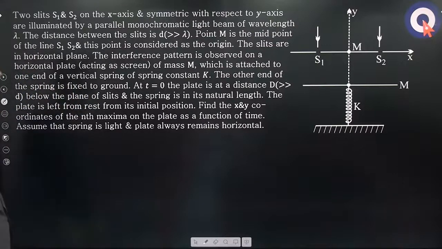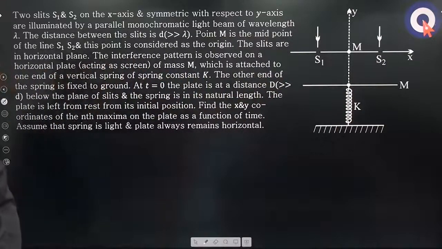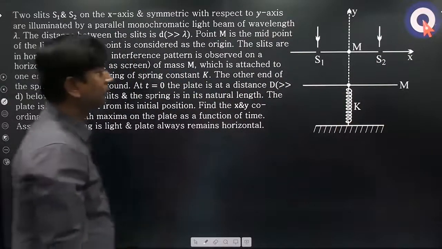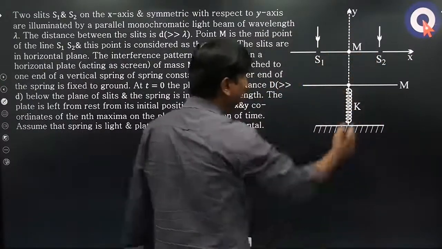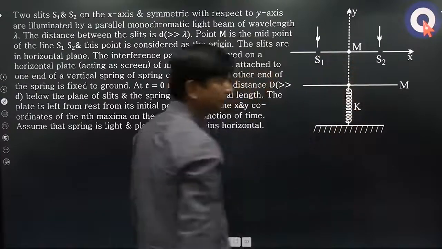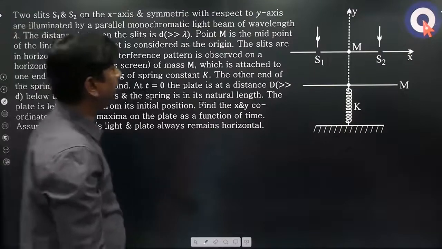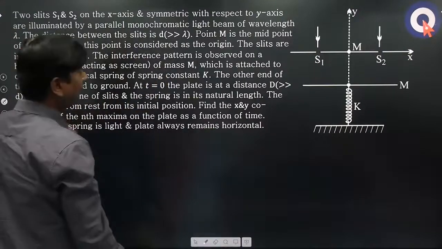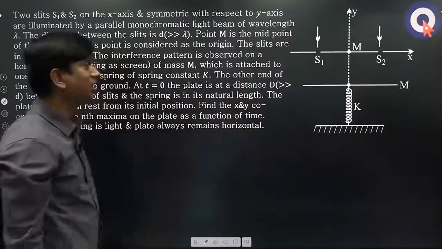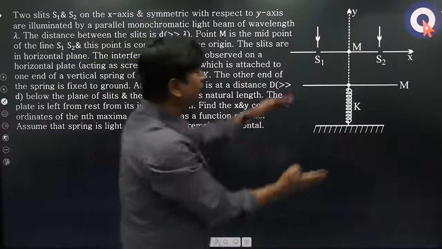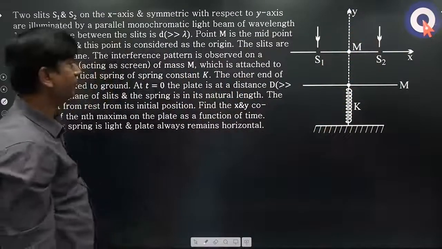Two slits S1 and S2 on the x-axis and symmetric with respect to the y-axis. So this is the y-axis that we have taken, this is the x-axis. So these are symmetric, of course, with respect to the y-axis, equidistant, and illuminated by a parallel monochromatic light beam of wavelength lambda. Okay, so just instead of giving YDSE like this, they have given it like this. That's the only change.